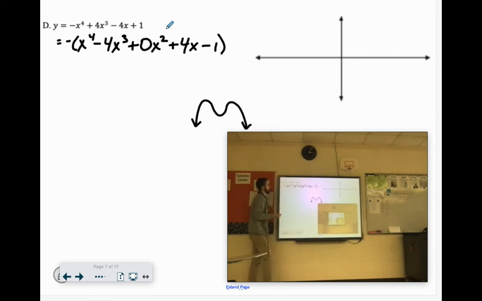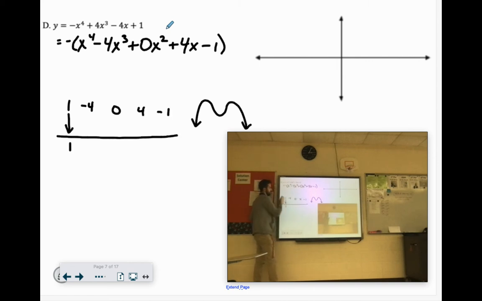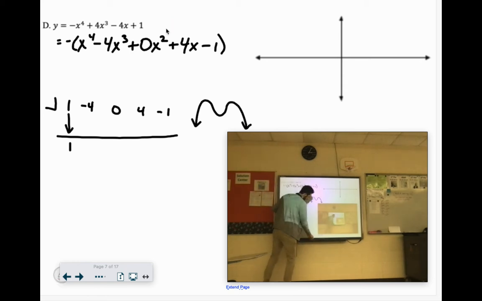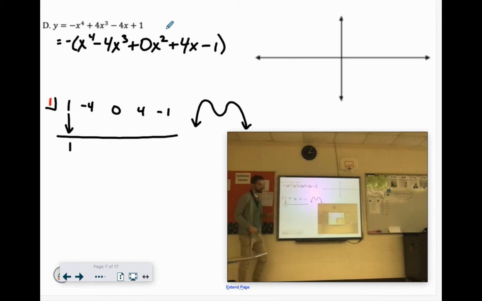All right, now if we're testing this with synthetic division, we have 1, -4, 0, 4, -1. Now if we're looking at our last number, -1, we're going to need a positive 1 over here. So the only factors of 1 are 1 and -1, so hopefully one of those will work. 1 times 1 is 1, this will give us -3. Times 1 is -3, -3, 1, 1, 0. Fantastic. So, 1 is a factor.